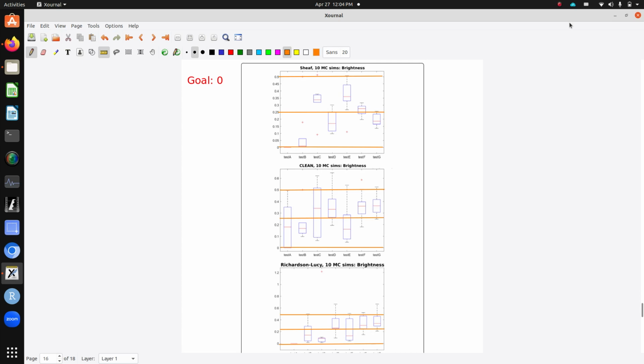And finally, for the brightness of the star, the sheaf outperforms again, and the goal is to be as small as possible. It definitely outperforms Richardson-Lucy. Okay, so maybe it performs on par with CLEAN, and yeah, definitely outperforms Richardson-Lucy for the brightness of the stars. Okay, so that's what those charts are saying, and that's it for that paper.